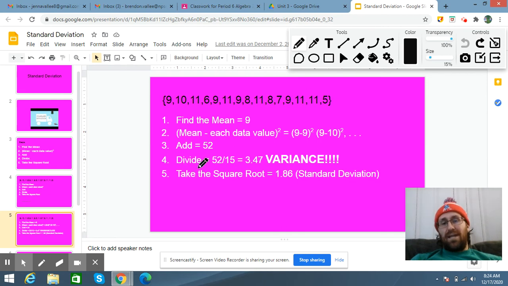Then you find the average of those. Add them up, divide by 15, and then you take the square root, and that gives you your standard deviation.